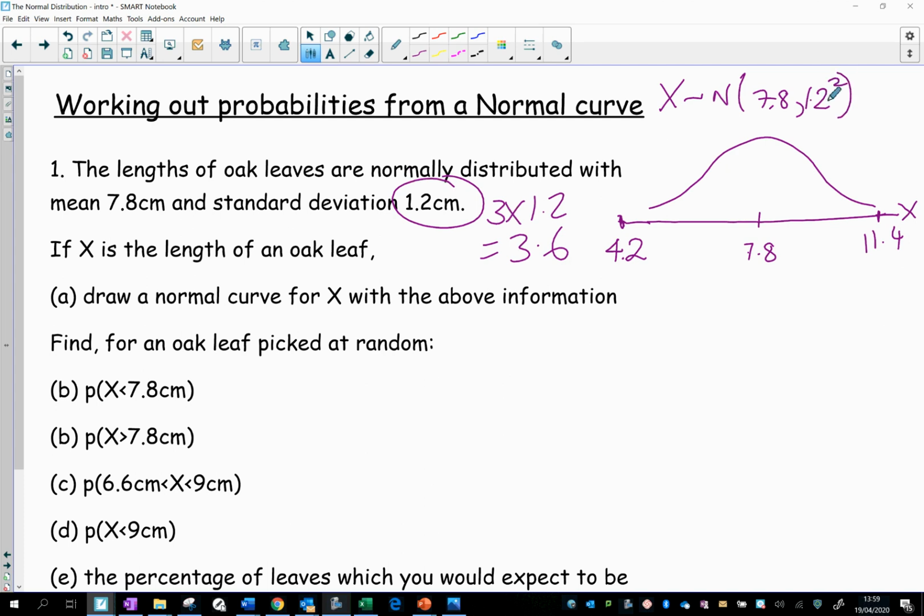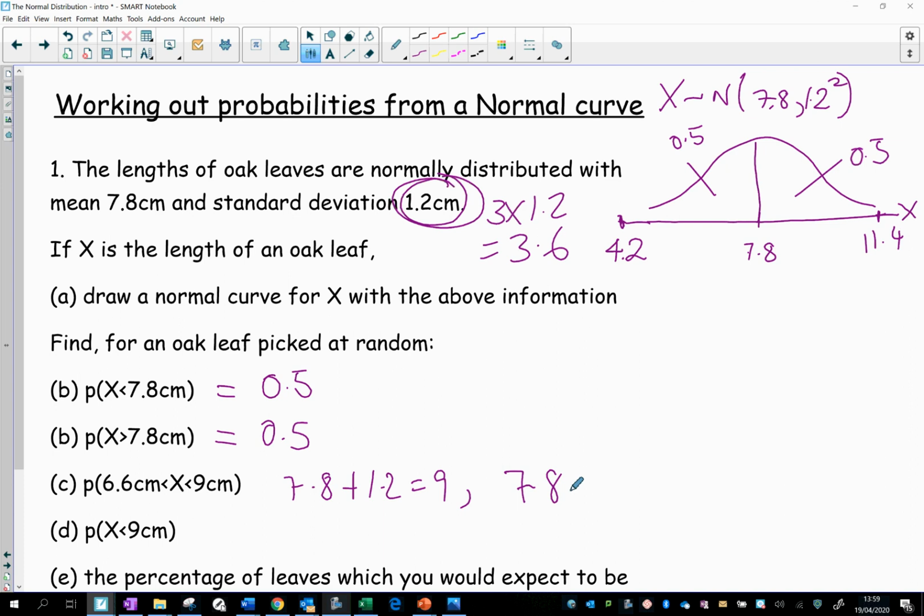Okay, so let's have a go at working out some probabilities using the information that we learnt on the last slide. What is the probability that x is less than 7.8? Well, we know that it's a symmetrical distribution, so this area here is just going to be 0.5. The probability that x is bigger than 7.8 is also going to be 0.5. That's the area to the right. What's the probability that x is between 6.6 and 9? Now notice that if we do 7.8 plus the standard deviation 1.2, we're going to get 9, and if we do 7.8 minus 1.2, we get 6.6.